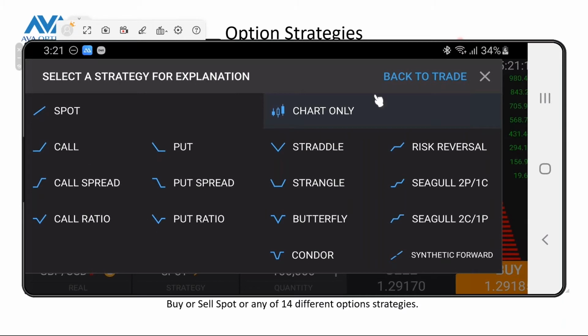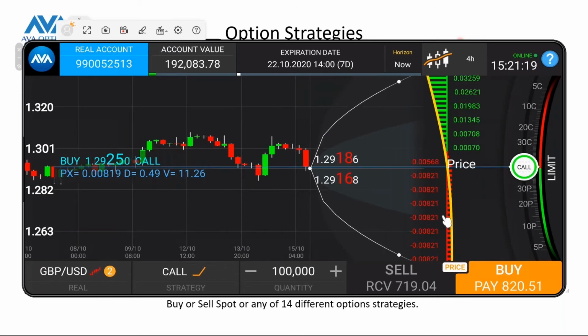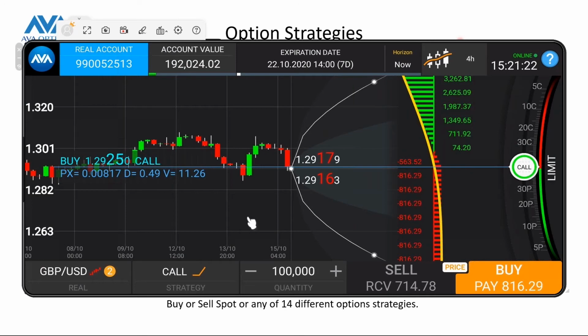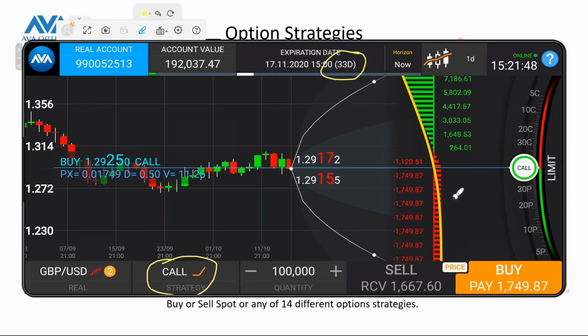So let me first show you what a call option looks like in the platform, because this will help you understand exactly how this all works. If I buy a 1 week, up here it says the expiration date is 1 week, I can choose 1 month. If I buy a 1 month call, I'm buying a call, you see here on this button, it's going to cost me $1,752 to buy a 1 month, that's 33 days, a 1 month call at 129.25. That's our strike price, 129.25. I have the right to buy at 129.25.